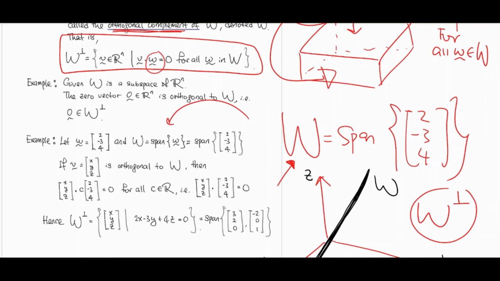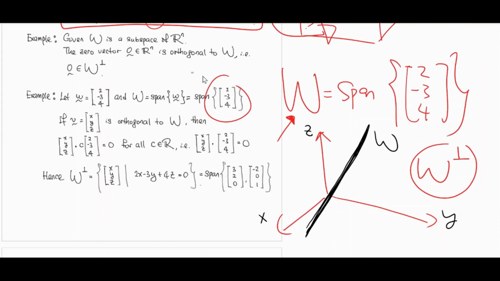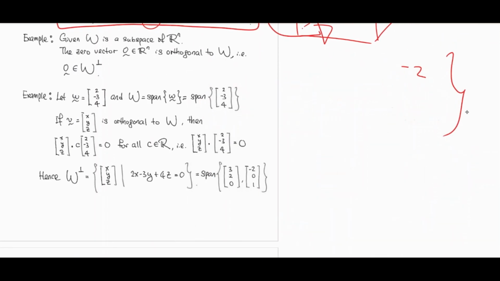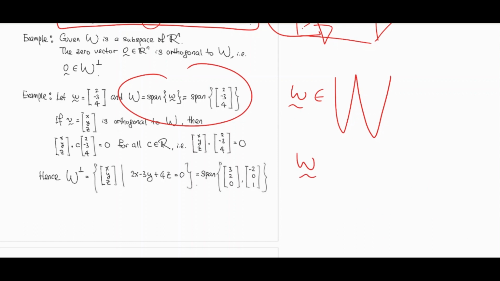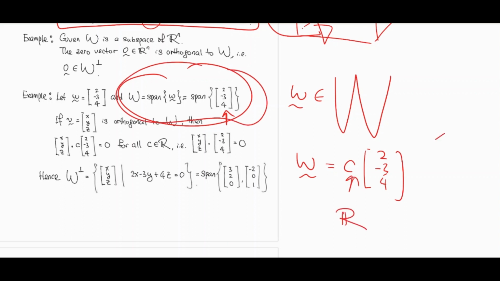Now, even though we have infinitely many elements in this vector space W, because it is a span of these vectors, one thing we know is that if you have a vector w coming from this vector space W, then w is a linear combination of these vectors, which means w is going to be c multiplied by (2, -3, 4), where c here is a number. So every element inside here can be written like this.